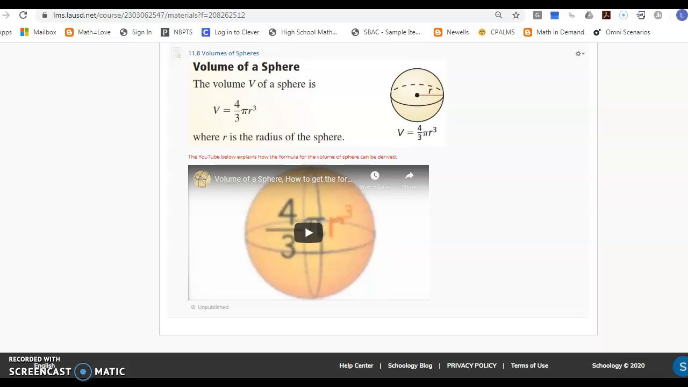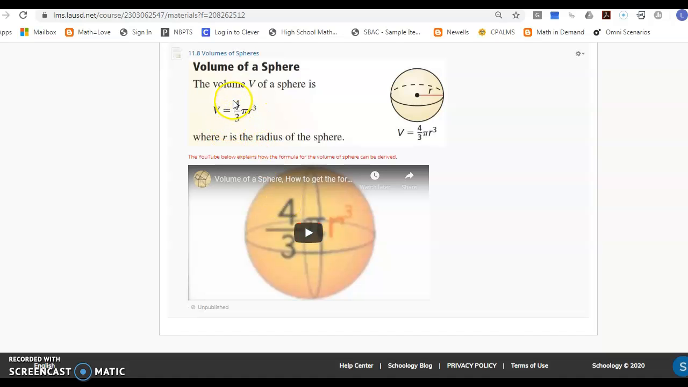We are now going to look at how to find the volume of a sphere. Now, I strongly suggest you watch this YouTube video here. It has a very cool explanation as to how the formula for the volume of a sphere can be derived.